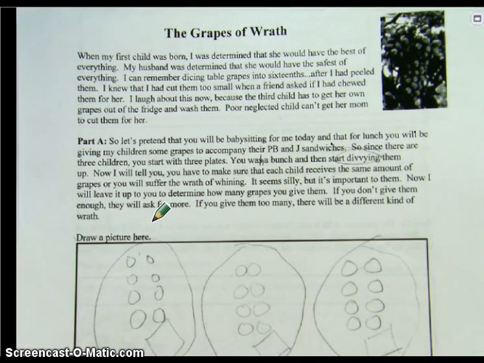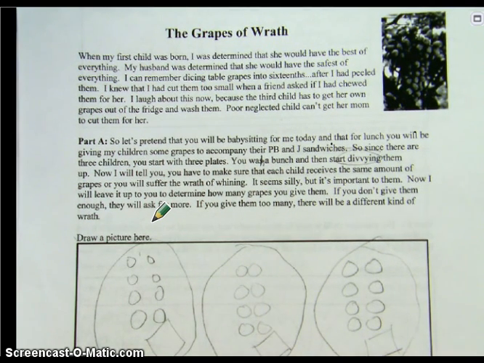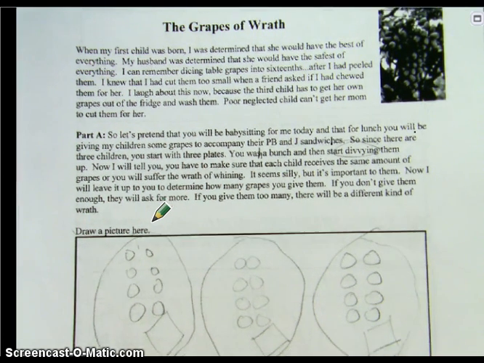So for my differentiation, I let the high group roll a 30-sided dice, and whatever number they came up with was the number of grapes they were going to give to each child. For my lower achieving students, I rolled the dice and we worked through the task together. The higher achieving students were able to work in pairs on this task together.